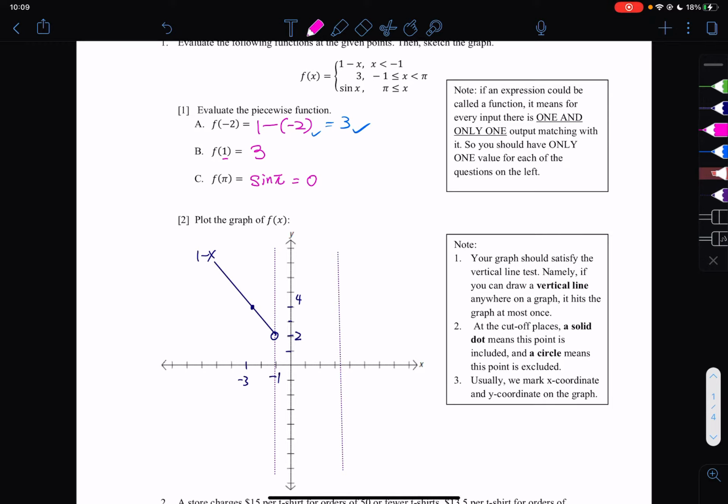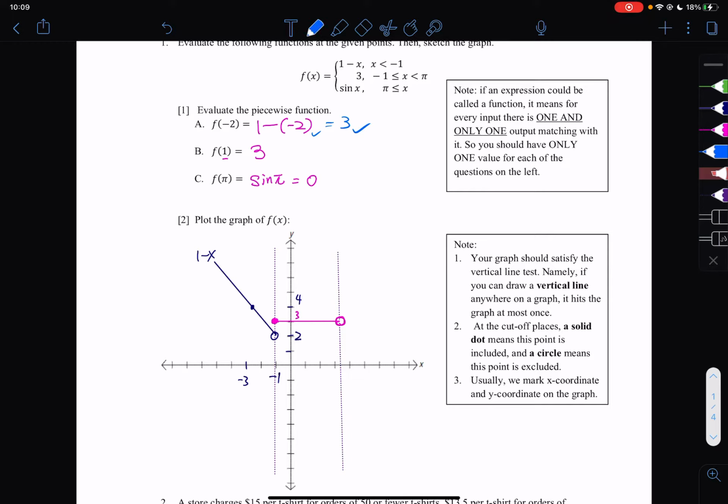And then we plot the second half. In the middle, my function reads as 3. So this is a straight line going through the height of 3. It's a closed circle on the left because I do include it, but it's an open circle on the right because it's excluded. The last piece is a sine function.